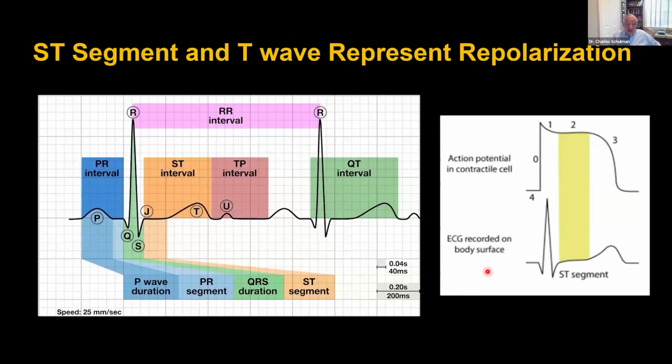So here is the standard electrocardiogram, P, QRS. This is where the QRS ends and the ST segment begins, called the J point. This is the ST segment, and this is the T wave. The QT interval is from the beginning of the QRS to the end of the T wave, and that corresponds with phase 2 of the action potential of a contractile cell.